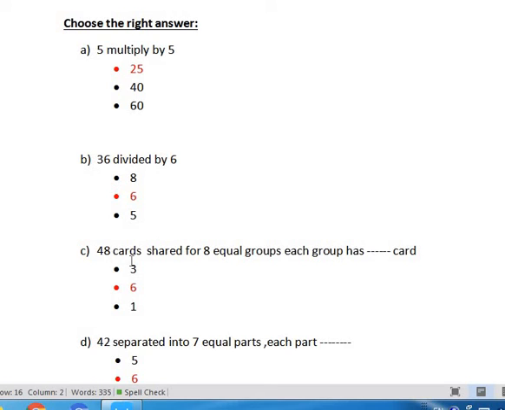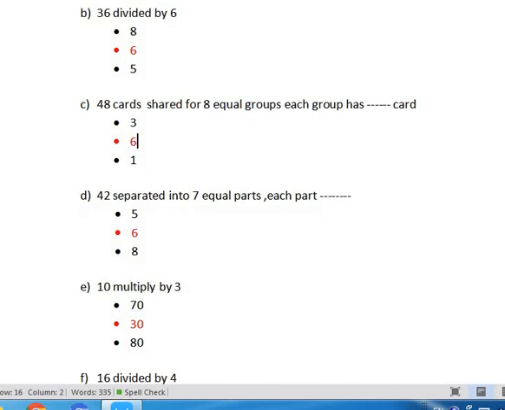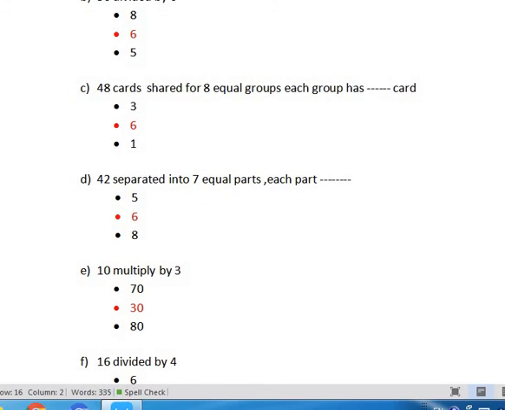Remember, 48 cards shared among 8, so this is called divided, as I told you. 48 divided by 8 is 6. 42 separated means also divided. 42 separated into 7 equal parts, so 42 divided by 7. 10 multiplied by 3, 10 times 3, is 30.